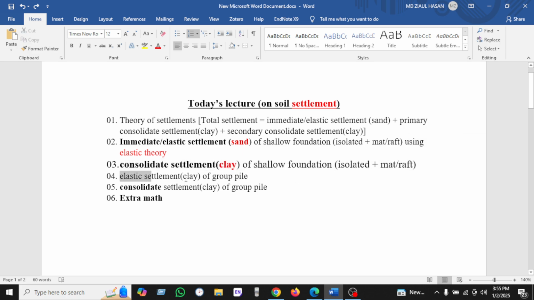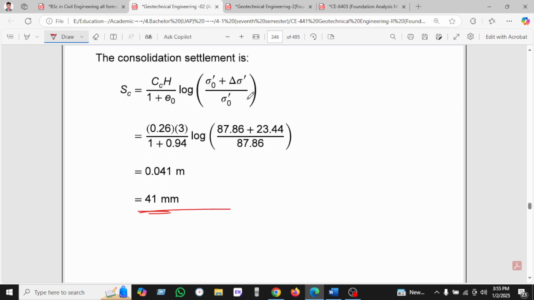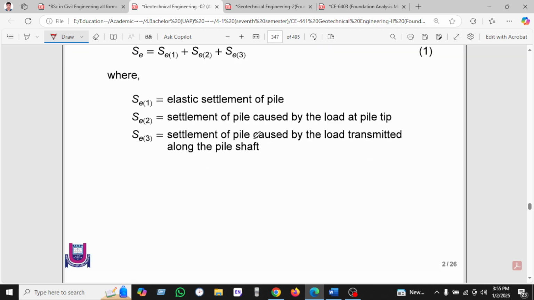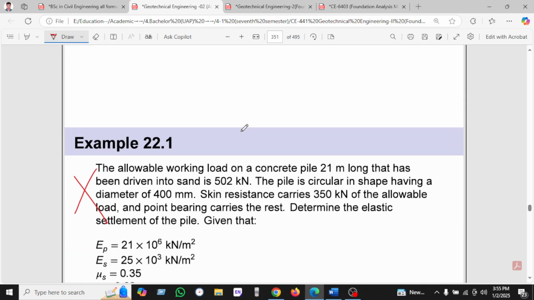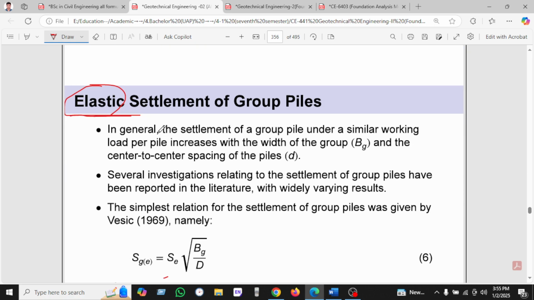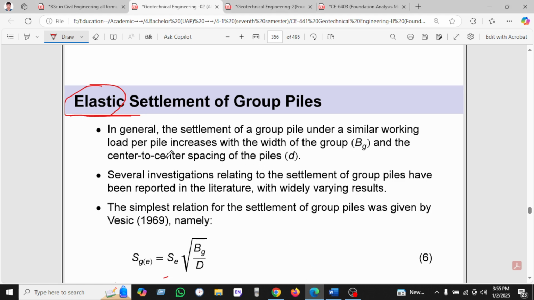Now we'll see the elastic settlement of the group pile. So this is the individual pile, but we will not see the individual pile, we will see the group pile. This is the elastic settlement of the group pile. This is minor, because we are focusing on the consolidation settlement of the group pile, but we have seen what is still happening, the elastic settlement of the group pile.